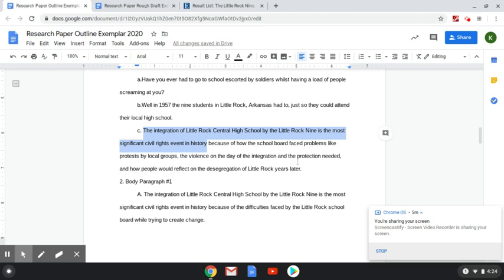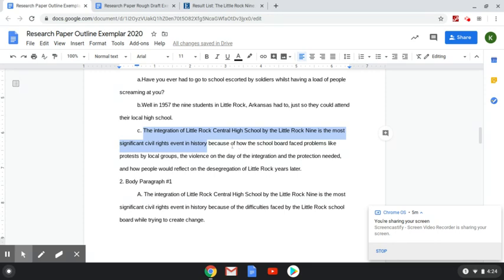It's going to be about the integration of Little Rock Central High School by the Little Rock Nine. The argument that this person is making is that that is the most significant civil rights event in history, right? So that's what the paper is going to be about. That's the claim being made. It's the most significant civil rights event. Why is it the most significant civil rights event?